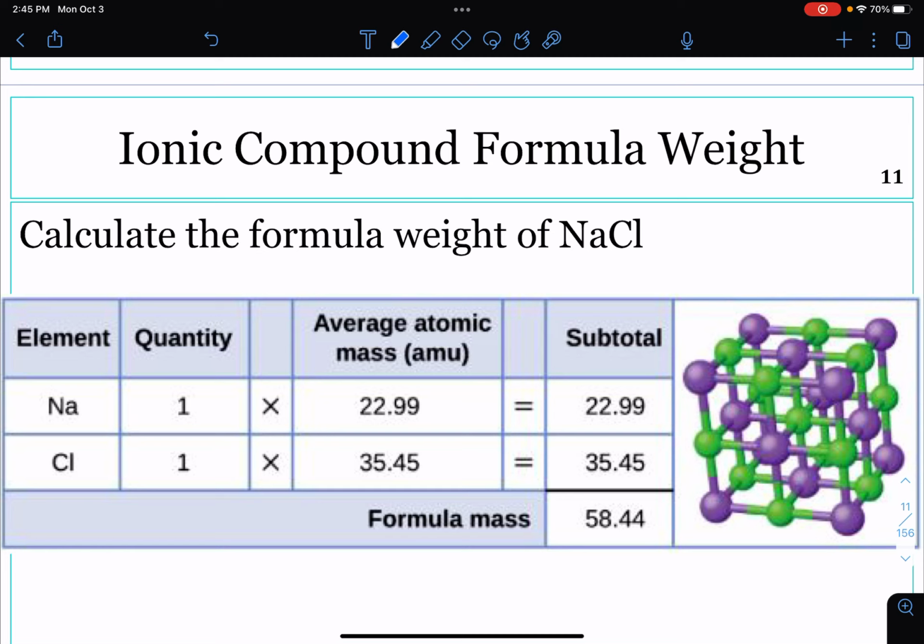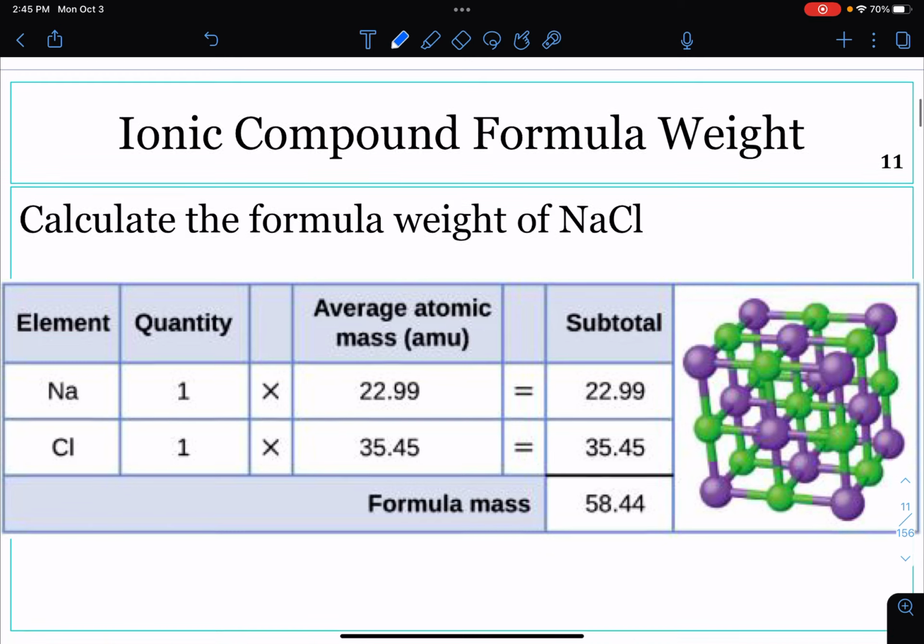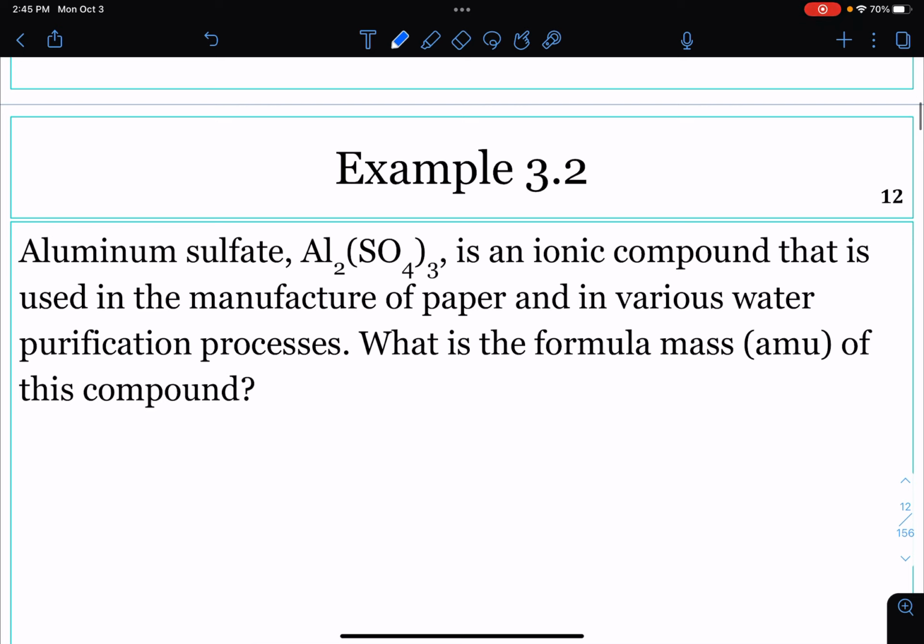Ionic compounds rarely exist as just one single unit or compound. They exist in a lattice structure in a positive-negative alternating pattern. When we find the mass of an ionic compound, we only find the mass of the simplest whole number ratio of the compound. Calculate the mass of aluminum sulfate.